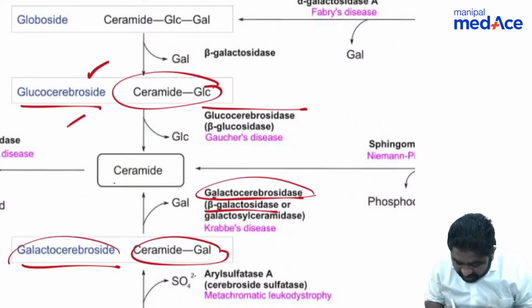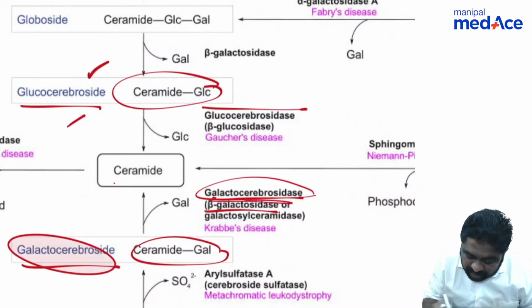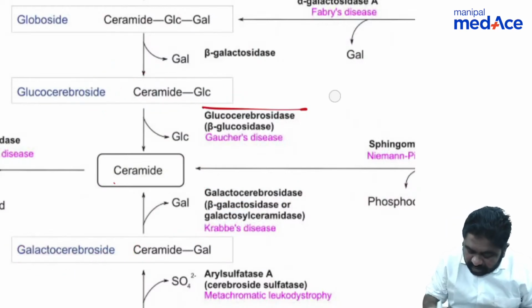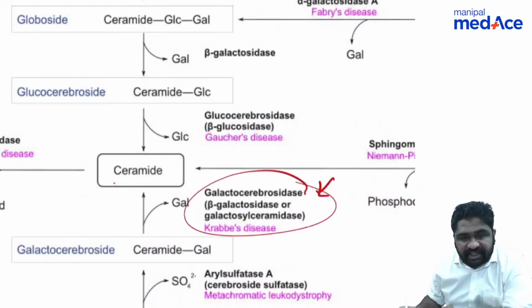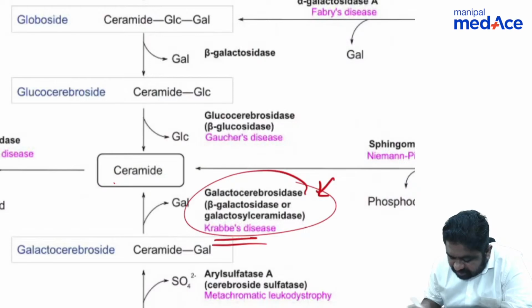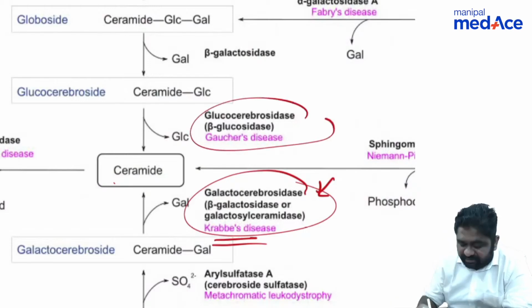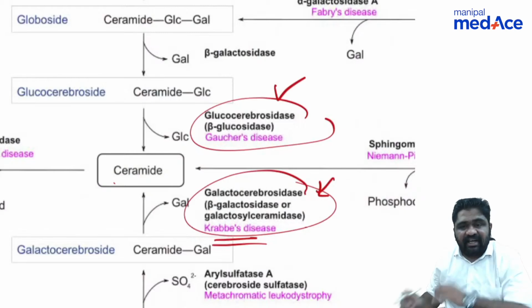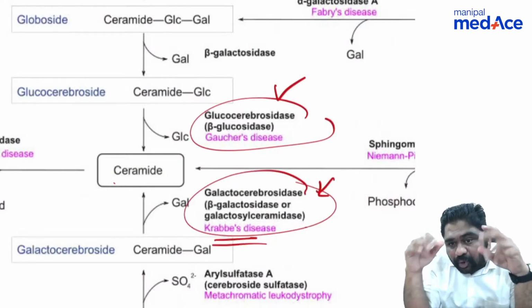Now, if it is galactocerebroside accumulating, the defective enzyme is galactocerebrosidase. So if galactocerebrosidase is deficient, Krabbe's disease is seen. If glucocerebrosidase is deficient, Gaucher's disease is seen. Now, what is the difference? In Gaucher's disease, glucocerebroside accumulates.